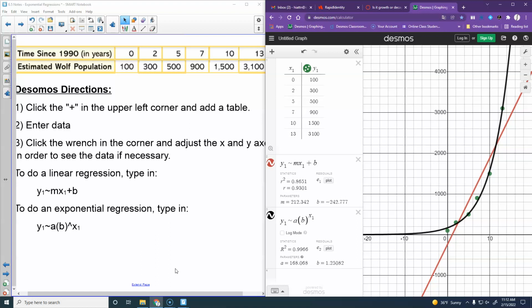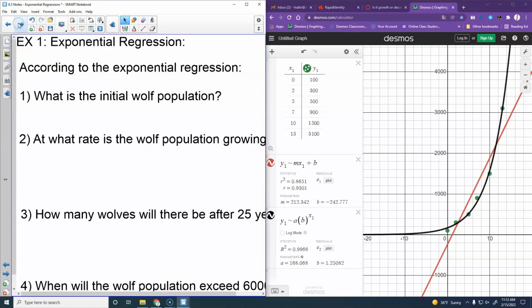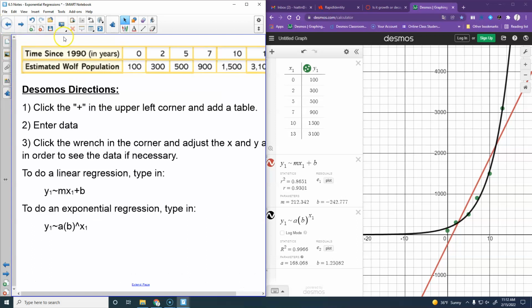Okay, now let's talk about how to write these down. Let's see if it's on. All right, so let's write it down over here on this.